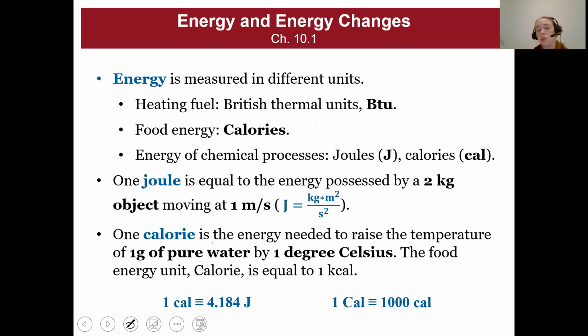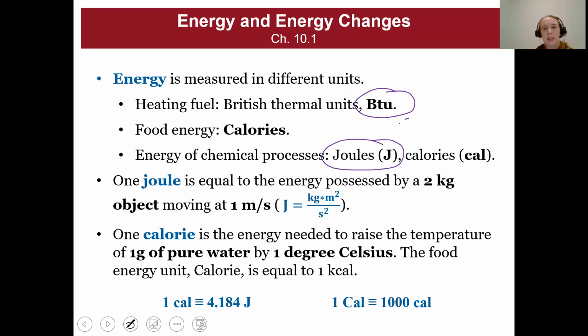All right, so this should look familiar because I had a slide pretty much exactly like this way back in chapter 3 when we first started talking about energy, and then we were talking about energy related to photons. Now we're talking about energy related to reactions. So energy is measured in a few different units. Like if you buy heating fuel or an air conditioner or whatever, you'll probably see BTUs on there. Food energy is your calories, food calories. You'll see on nutritional labels, of course. And then the energy that we care about in this class is the energy of chemical processes, which is usually given in joules.